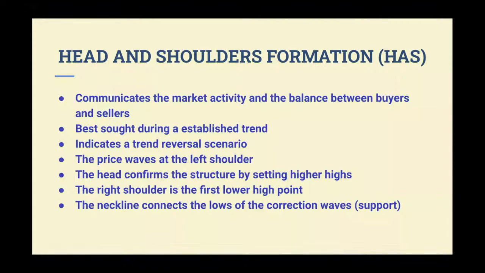By that, we mean that in the case of the head and shoulders, we have an uptrend that is going to reverse into a downtrend, where the reversal comes. The head confirms the structure by setting higher highs. The right shoulder is the first lower high point. The neckline connects the lows of the correction wave. So the neckline is the support. What do we mean by this?